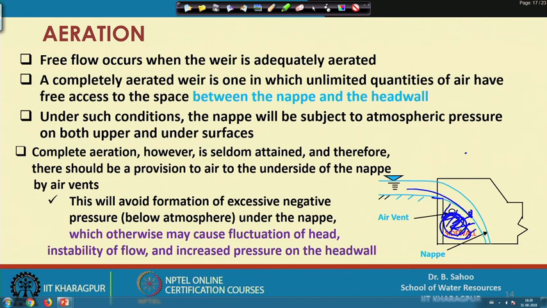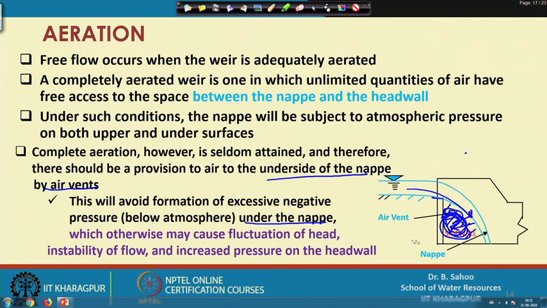and we get the atmospheric pressure in this region. This will not obstruct the flowing of water. So, for this, the nappe will be subject to atmospheric pressure on both upper and under surfaces. Complete aeration, however, is seldom attained, and therefore, there should be a provision of air to the underside of the nappe by air vents. This will avoid formation of excessive negative pressure below atmosphere under the nappe, which otherwise may cause fluctuation of head, instability of flow and increased pressure on the head wall.